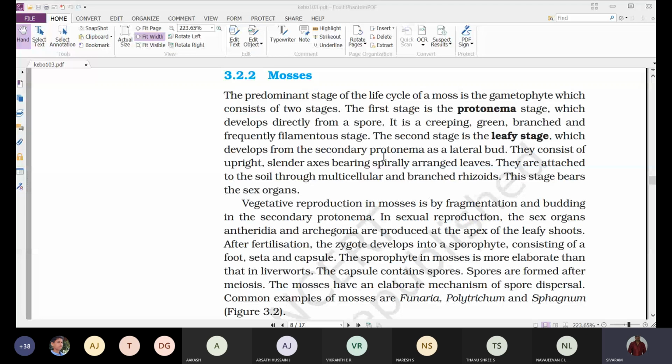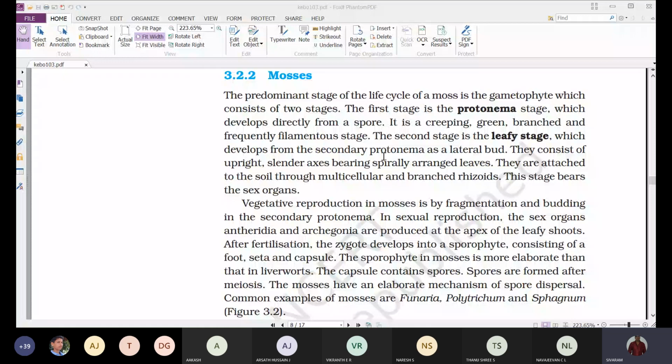And the second stage is the leafy stage, which develops from the secondary protonema as a lateral bud. The second stage develops from the protonema. Some small buds develop on the protonema, and these buds later develop into the secondary protonema, or second stage of a gametophyte. It is the leafy stage. The leafy stage will look like this.